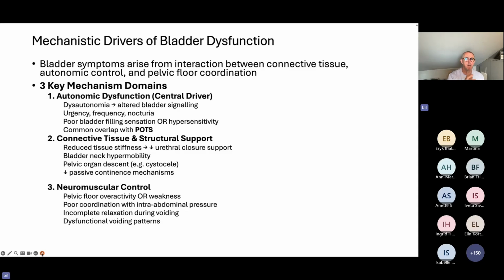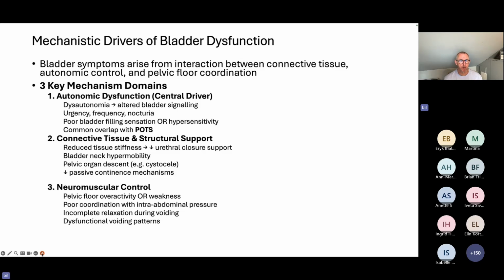The first is autonomic dysfunction, the central driver. You get dysautonomia, and we get altered bladder signaling. So it's a sensory issue that produces urgency, frequency, or nocturia, because that information is being sent to the area in the brain to do with continence, and it's being misread, it's being misunderstood by the brain. You get poor bladder filling sensation or hypersensitivity, and that commonly overlaps with POTS.